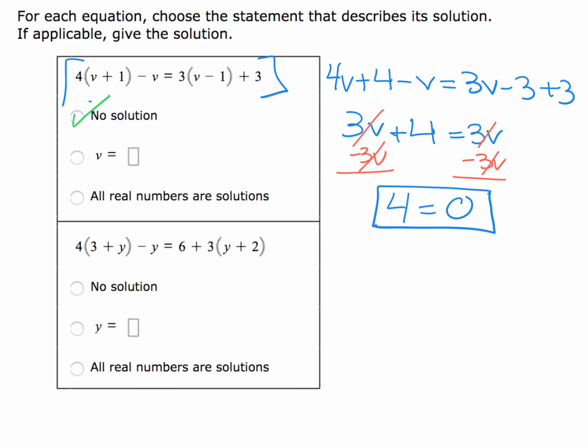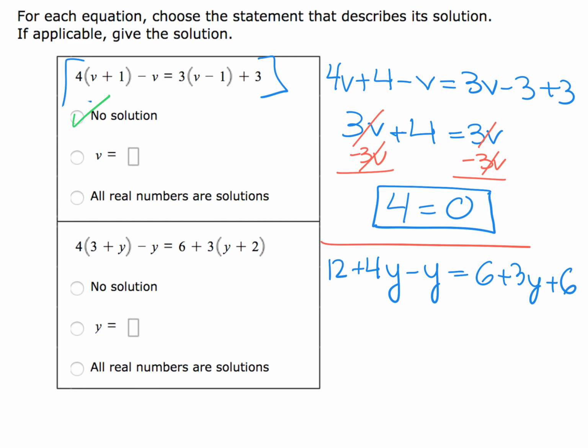So now let's look at what happens when we look at this one. Okay. So again, I'm going to distribute. Okay. So what I get is, let's use blue again. 4 times 3 is 12. 4 times y is 4y. I still have that minus y. Don't forget this one right here. So I just distributed that. And then equals 6. And then distribute the 3. Okay. So plus 3y plus 3 times 2 is 6.